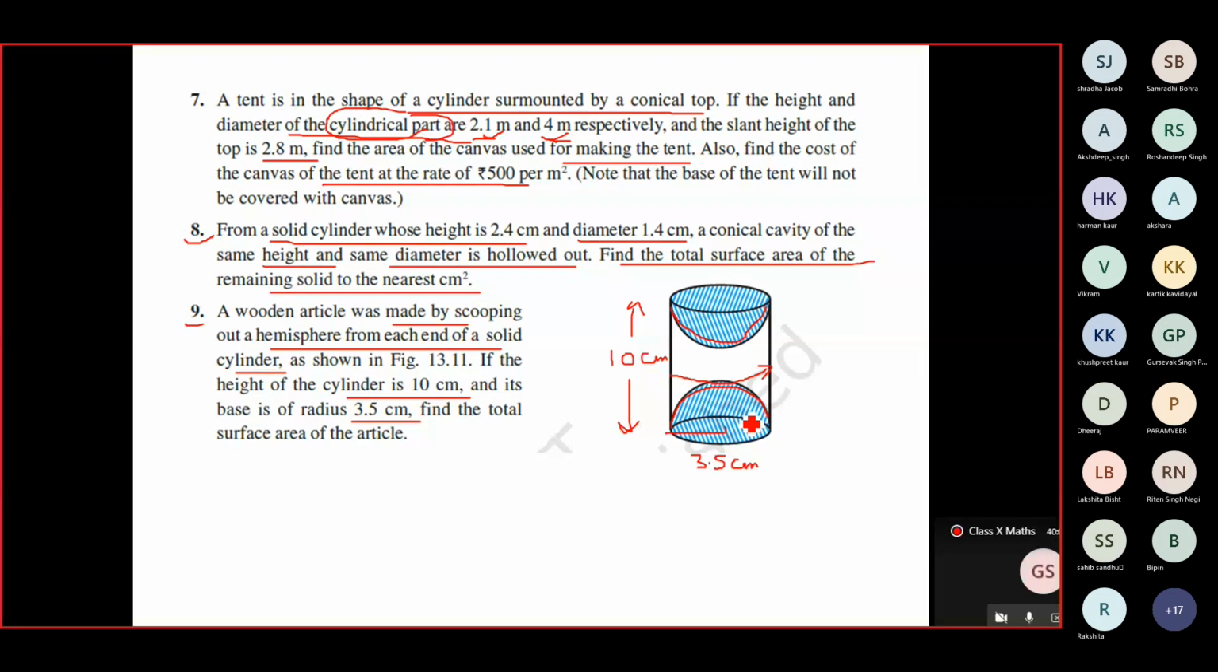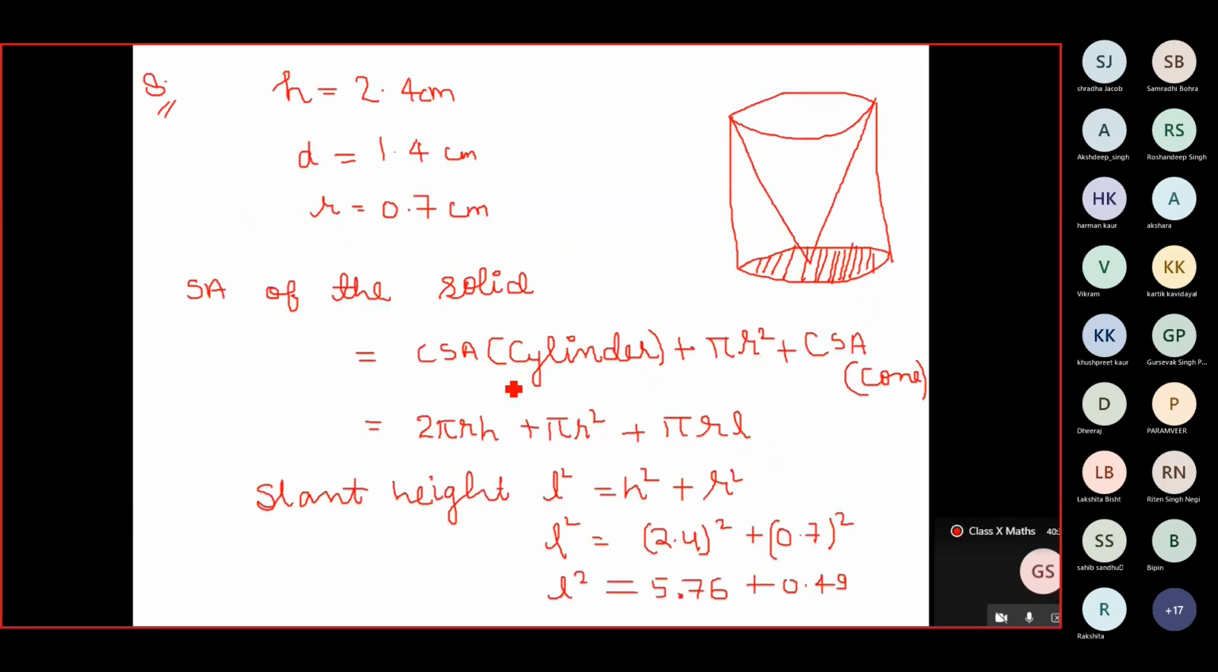Yes or no? Yes, sir. And also, these two hemispheres will also be wet. This one part and this one part. These two hemispheres will also be wet. What that means? That means when we'll be calculating the CSA of this whole article, curved surface area plus 2 into curved surface area of these two hemispheres. Okay, so let us do it then.